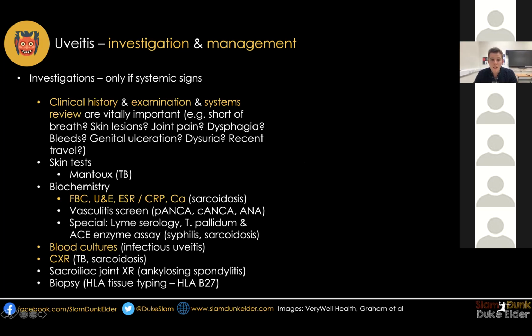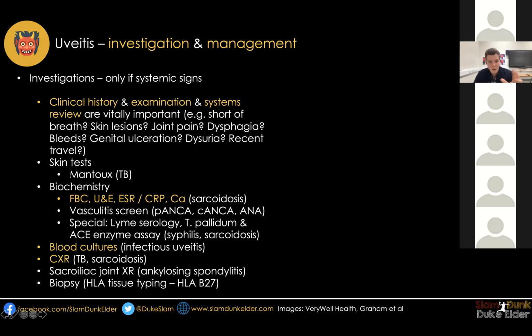Joint pain, so you might think about arthralgia and rheumatic conditions. We'll talk about the seronegative arthropathies. Dysphagia, if you're thinking about CREST syndrome for a vasculitis cause. Bleeds from your mouth or your anus, which might be IBD. Genital ulceration, if you're thinking about syphilis as a cause. Dysuria, if you're thinking about an inflammatory response due to an STI. Recent travel is important, TB-ridden areas, if you're not vaccinated. Then you might think about ruling out all the other various causes, okay? So it's a very systemic approach. You're not focused on the eye.